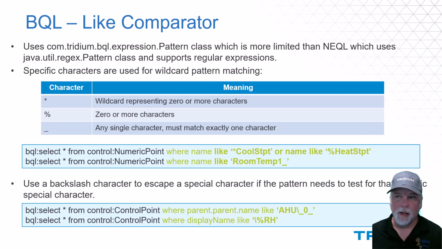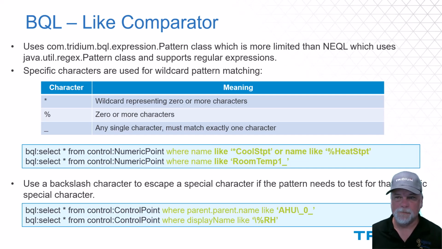I also wanted to emphasize that this is different from what the NQL engine, the Niagara Entity Query Language, does. It uses a pattern class under core Java, in the java.util.regex package. The Java pattern class supports regular expressions, regexes, and it's a lot more flexible with the pattern matching. But BQL uses a pattern class that's in the BQL module, and it has a little bit more limited functionality.